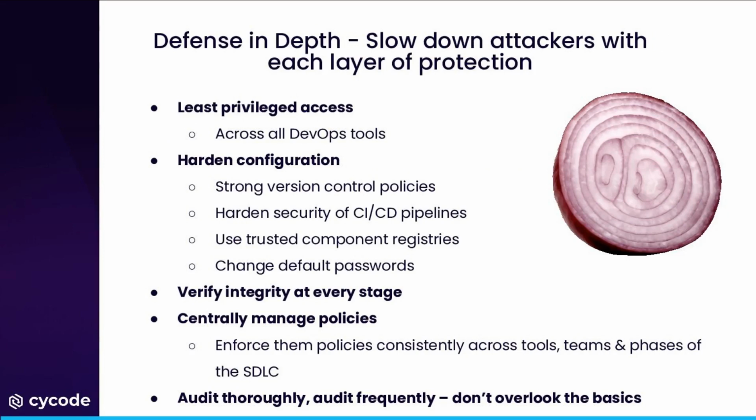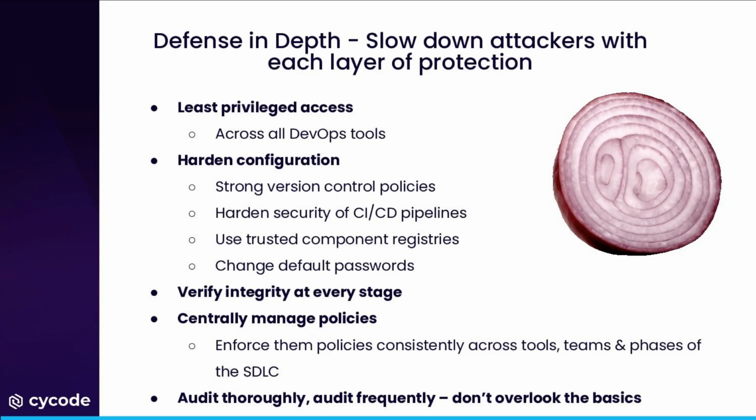So we propose defense in depth, which essentially aims to slow down attackers with each layer of protection. Enforcing least privileged access across all DevOps tools significantly helps with this. This prevents a potentially compromised developer from having a huge blast radius that can affect the entire organization, and it localizes the breach. Hardening configuration is another thing that organizations can do.